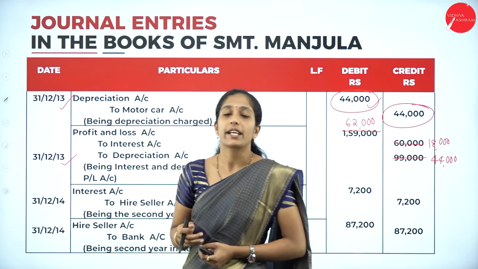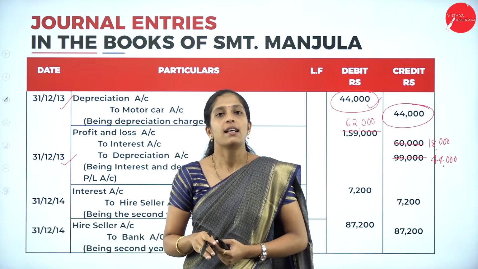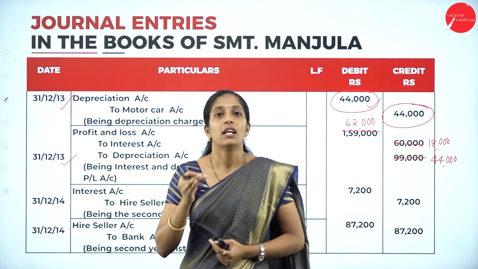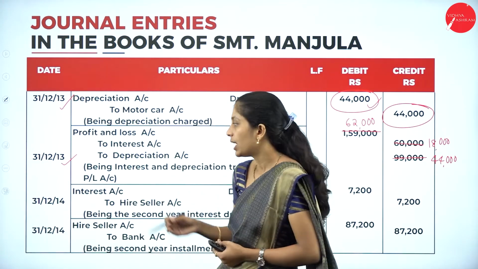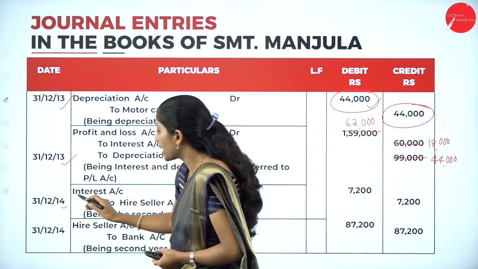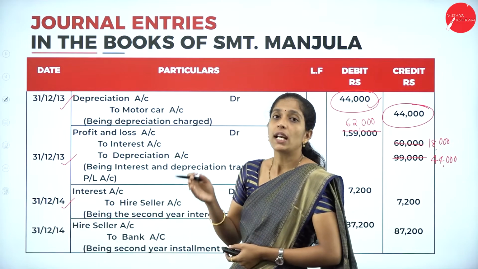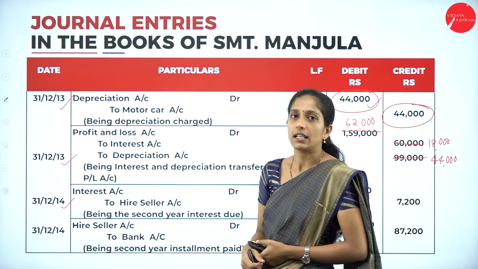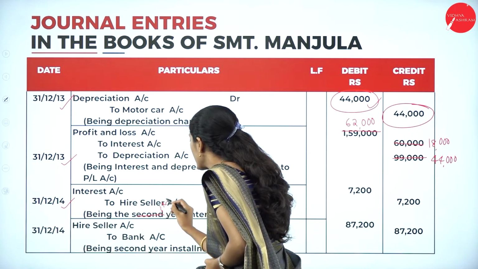Now, we are done with recording entries relating to second year. Now, come to the third year. At the end of third year, we have to record entries for interest due, installment paid, as well as depreciation charge and transfer of depreciation as well as interest to profit and loss account. End of third year is 31/12/2014. What is the entry for interest due? Interest account debit to hire seller account being third year interest due.